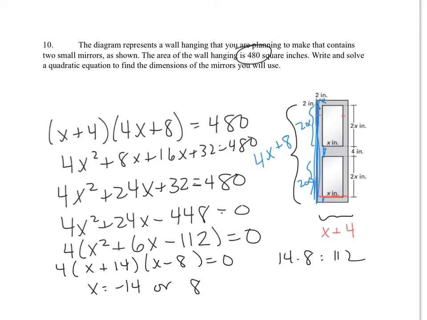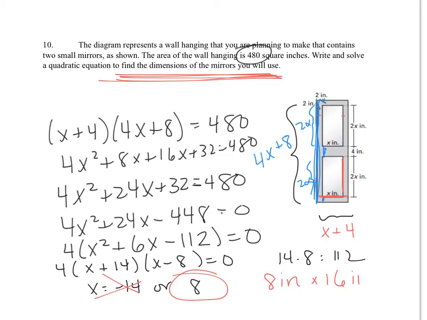Okay, but in this situation, we're talking about a length here for x. So this is an extraneous solution here, right? And 8 is the only solution that we can have for this equation. But the question said, find the dimensions of the mirrors that you will use. So we need to make sure that we're answering the question. Okay, so the mirror's dimensions are 8 inches along the base, and it's 2x, so 16 inches along the length.